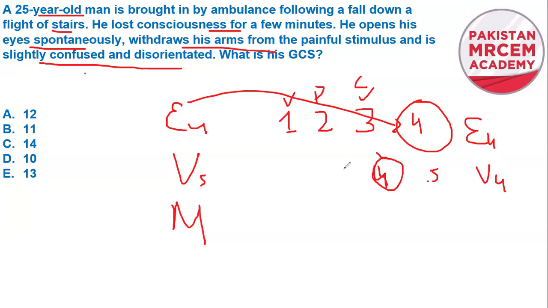If the patient utters just inappropriate words, then we give 3. If incomprehensible sounds, 2. If no voice, 1. Right? Then motor has 6 components.